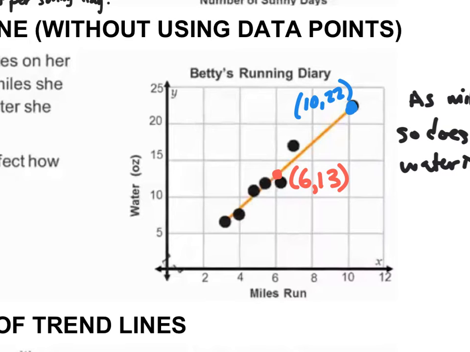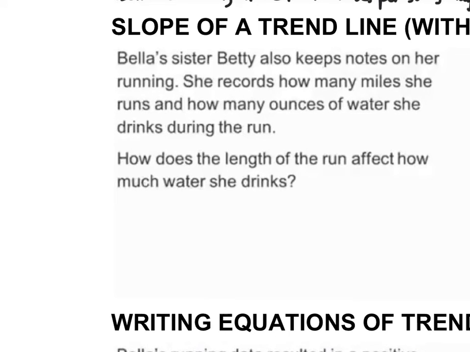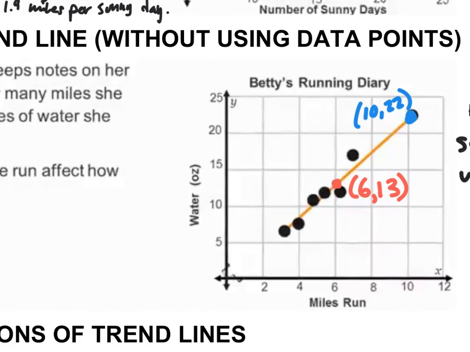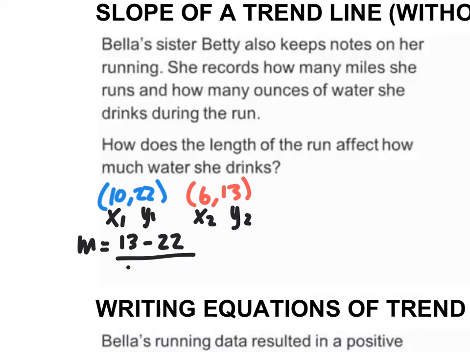Let's use those points for our slope. I'm going to write those down: (10, 22) and (6, 13). Those are my points. Now I want to calculate my slope, m. Here's my x sub 1, y sub 1, x sub 2, y sub 2. My slope m is going to be 13 minus 22 over 6 minus 10.